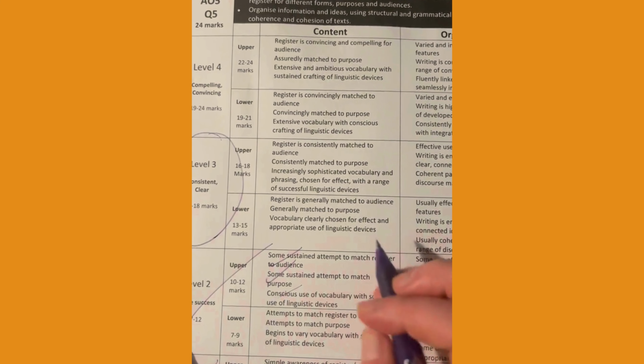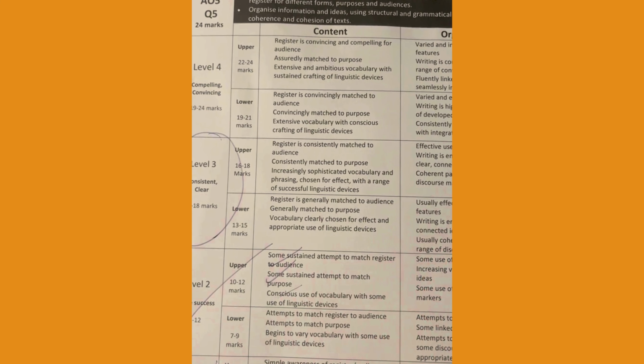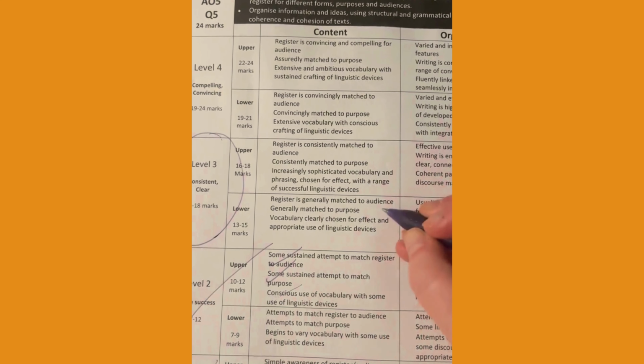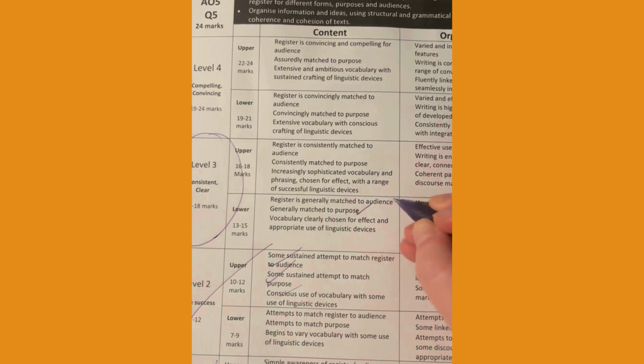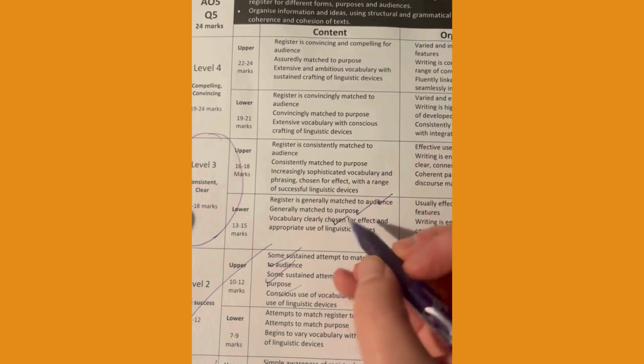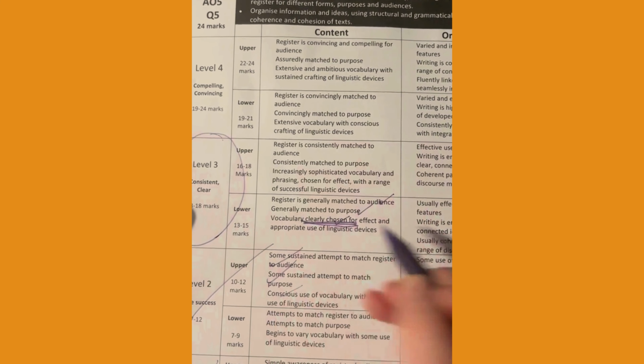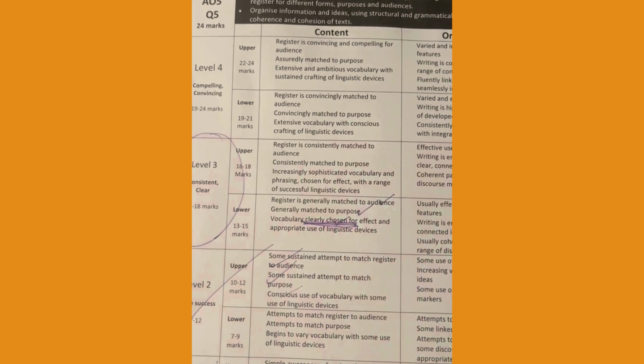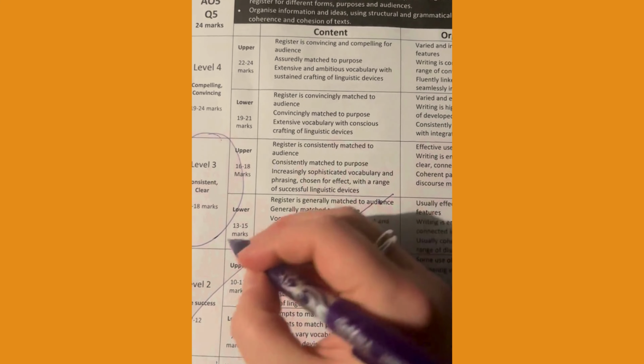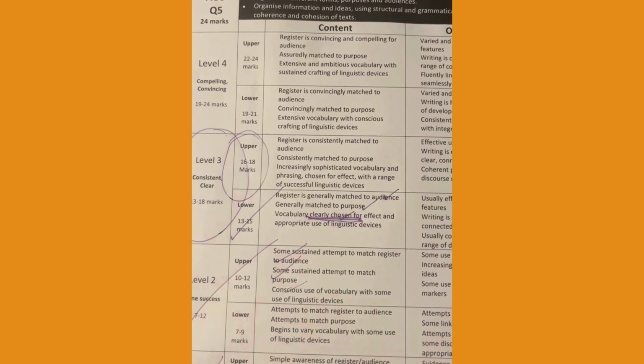So register is generally matched to audience. It is matched to the audience. If we'd written more, that would be more obvious, but it's matched to the purpose. We've clearly chosen, and that's the key phrase, we've clearly chosen for effect our vocab and our linguistic devices. So we've already hit that. So that means we're up here now, in the upper level 3.